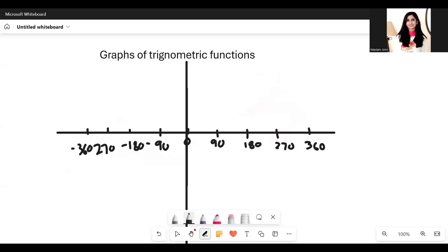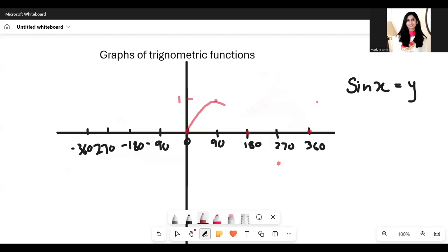We're discussing the graphs of trigonometric functions. The first graph that we're going to discuss is going to be the graph of sine x. Okay. Now, if you use your calculator and find the values of sine 0, you will get 0. If you enter sine 90 in your calculator, you will get 1. If you enter sine 180, you will get a 0. If you enter sine 270, you'll get a -1. And if you find sine 360 from your calculator, you'll get 0 again.